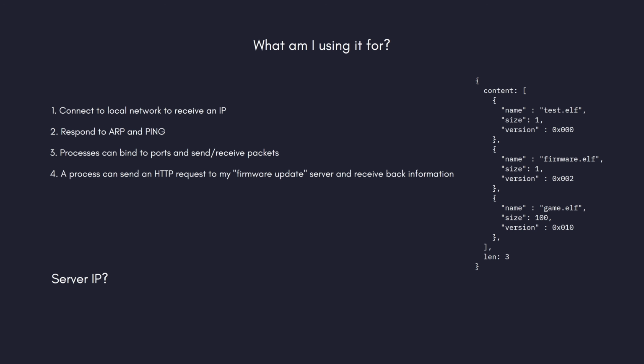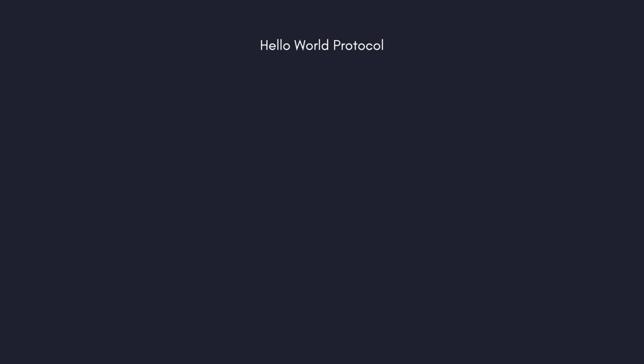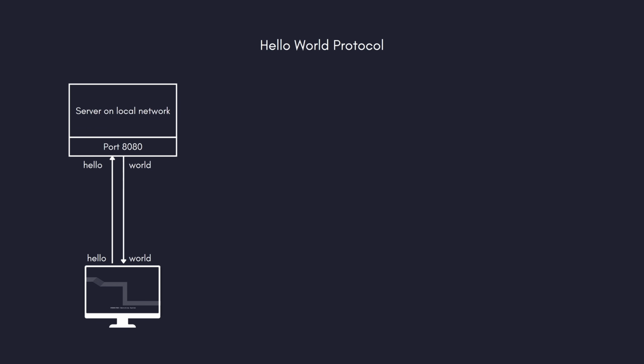So that's not ideal. Instead, I'm using the HWP protocol. Okay, it's not a real protocol. It's the Hello World protocol. I created it myself simply to find the server on the network without needing to hard code its address. So you remember our Hello World communication using UDP with the server over port 8080? Well, that's what I'm using.